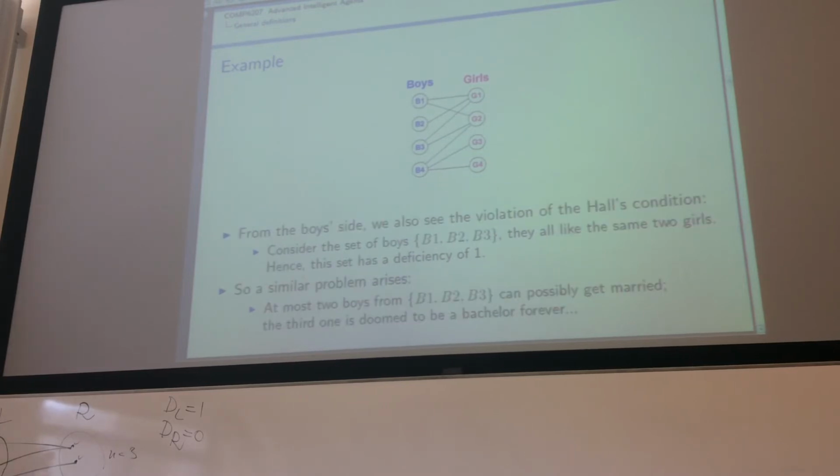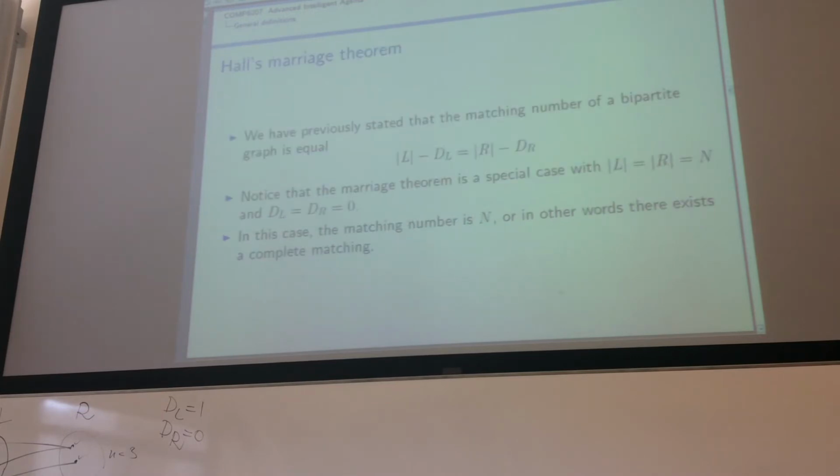If we look at the left-hand side, we will see the same thing. Look at the set of the first 3 boys, B1, B2, B3. They all like the same 2 girls, G1 and G2. Okay, so the size of the set is 3. It's connected to only 2 girls on the right-hand side. 3 minus 2, the deficiency is 1. The left-hand side deficiency is at least 1. Again, there may not be a complete matching because these 3 boys cannot marry these 2 girls at the same time. A little bit sad.